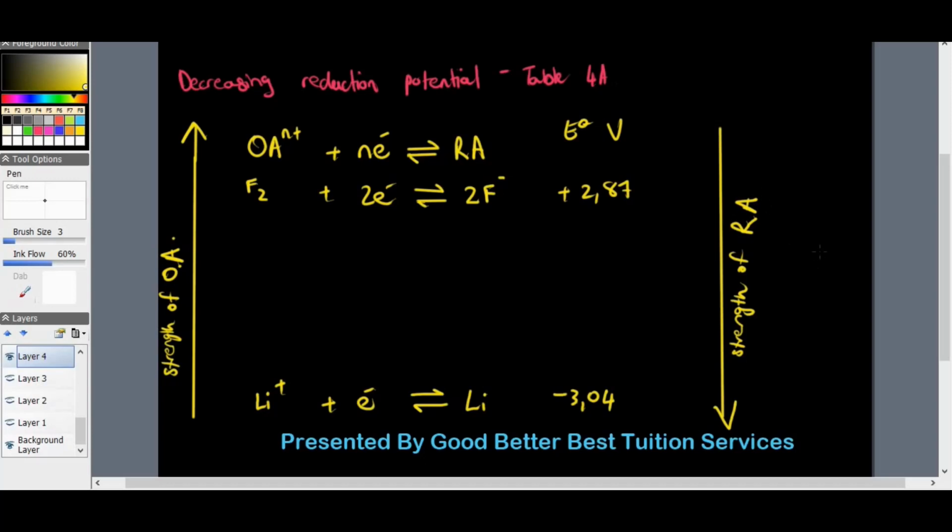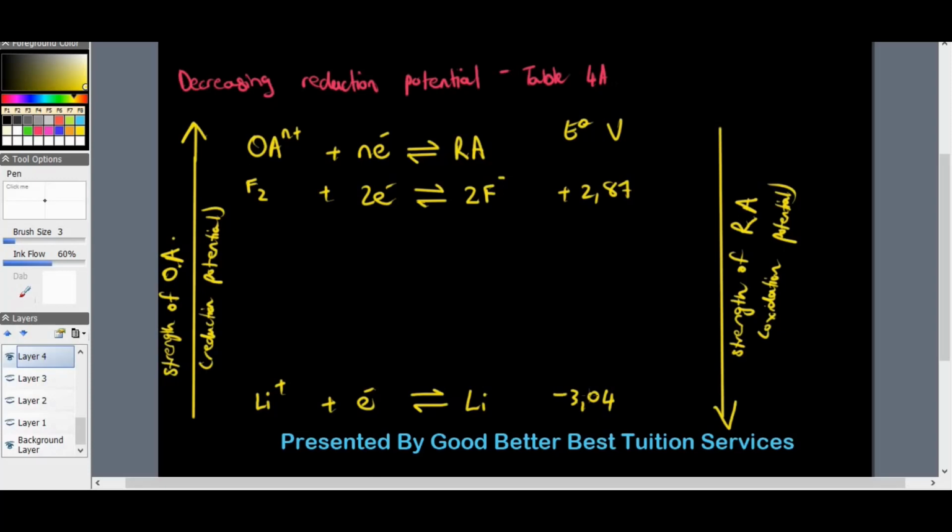Okay, in other words, the oxidation potential. So let's write that there, oxidation potential. And this is reduction potential. Hope you all can see that, but it's reduction potential. Okay, so that's how table 4a works. We have the strongest reducing agent on top and the strongest oxidizing agent at the bottom.